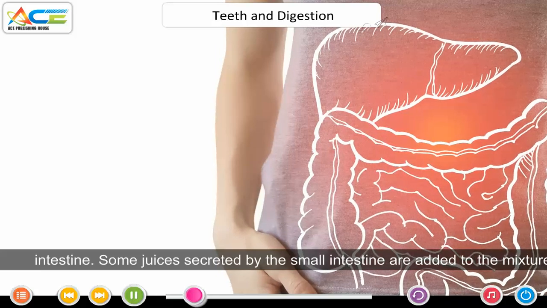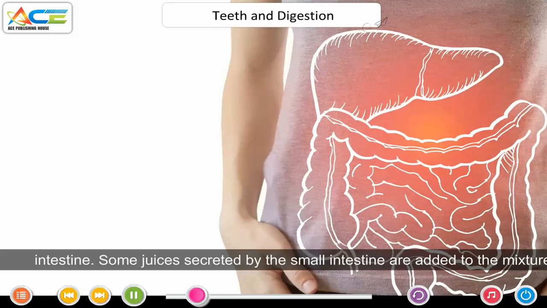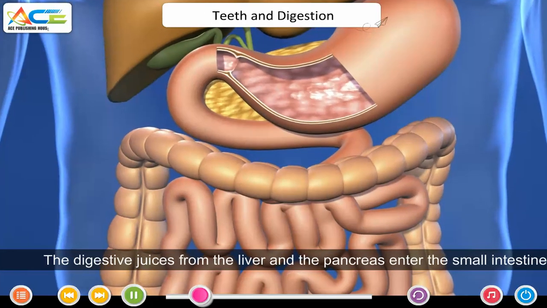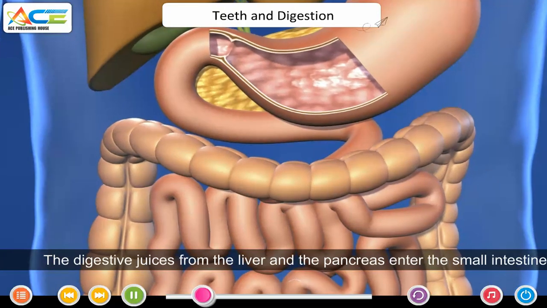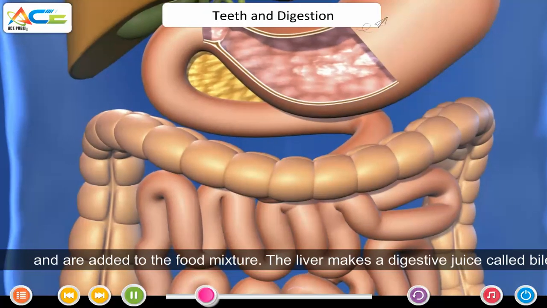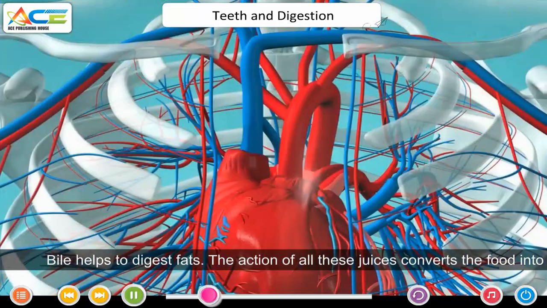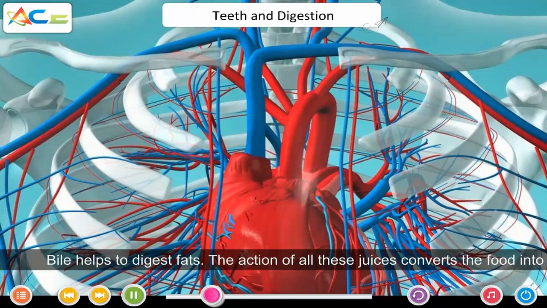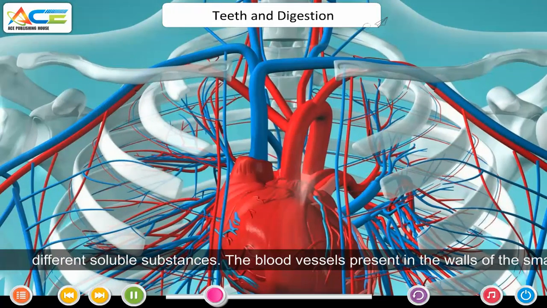Some juices secreted by the small intestine are added to the mixture. The digestive juices from the liver and the pancreas enter the small intestine as well. The liver makes a digestive juice called bile. Bile helps to digest fats. The action of all these juices converts the food into different soluble substances.